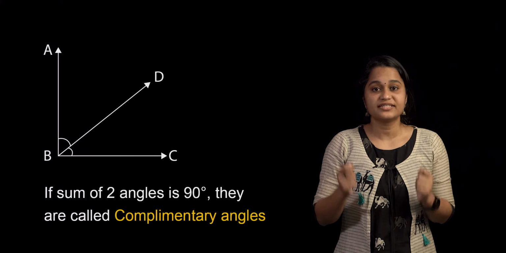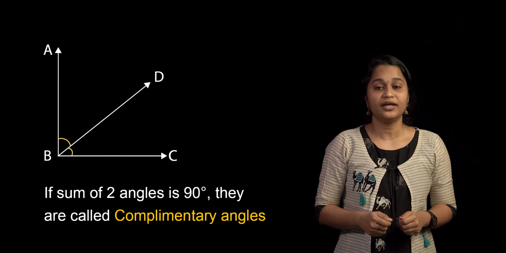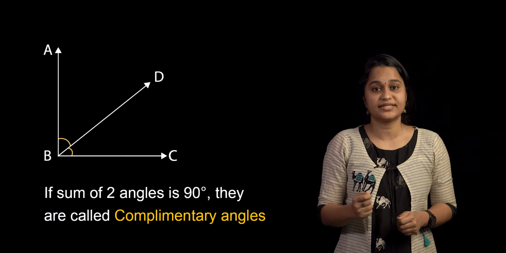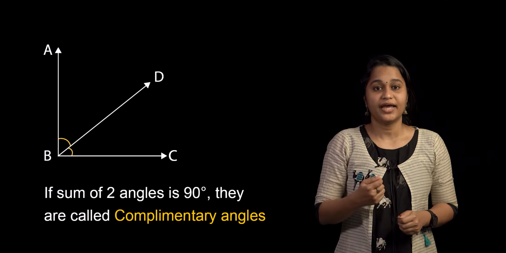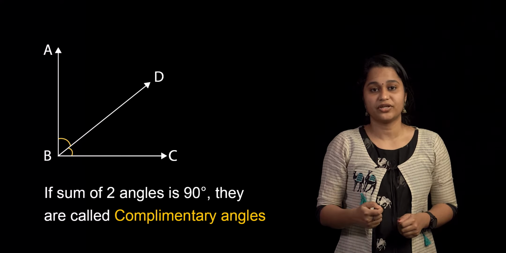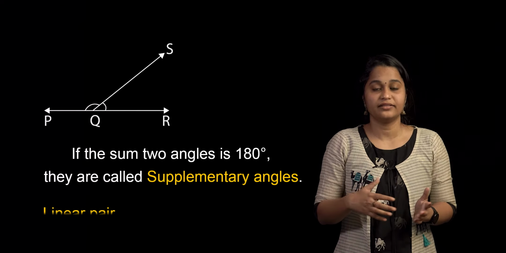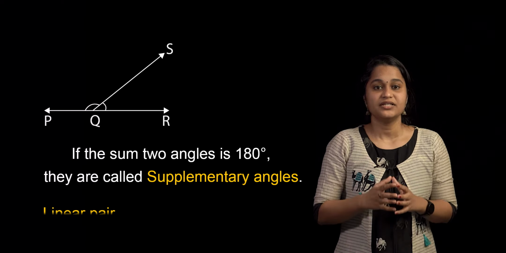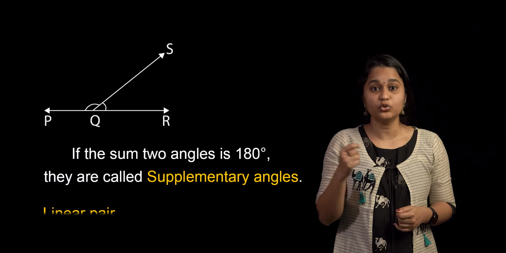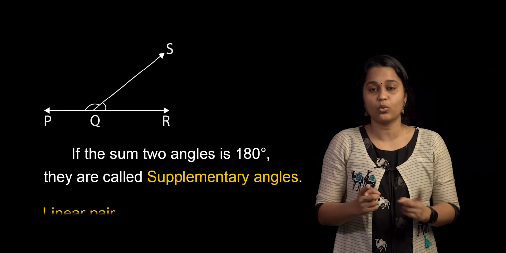Now let us move into another definition. Two angles are said to be complementary angles if their sum is 90 degree. So here angle ABC is a right angle, that is it's of 90 degree measure. Hence angle ABD and DBC are complementary because their sum will be 90 degree, right? Now if the sum of two angles are 180 degree, then they are called supplementary angles. See the figure? Angle PQS and angle RQS are supplementary because their sum is 180 degree.